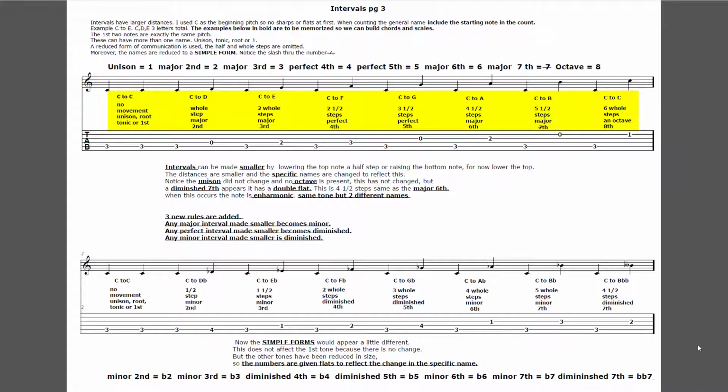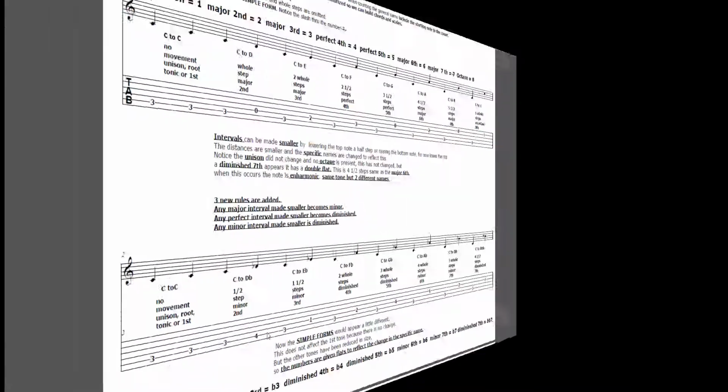Next, C to A, 4.5 steps, a major sixth. Next is C to B, 5.5 steps or a major seventh. And the end is C to C, 6 whole steps or an octave. That's our 6 inches on the ruler. So these interval numbers of 1, 2, 3, 4, 5, 6, 7, if I say a second, it's just commonly understood. I mean a major second. Now, if I want to use a lowered second or raised second, I have to put a flat or a sharp on that, and that's part of the slang.